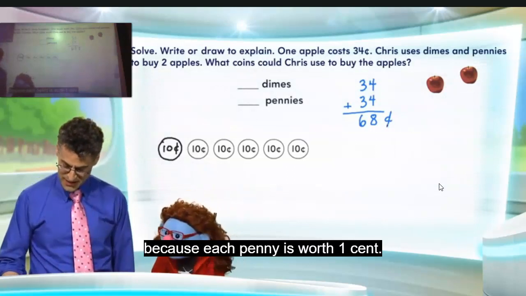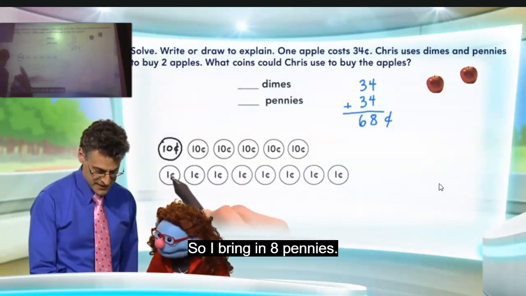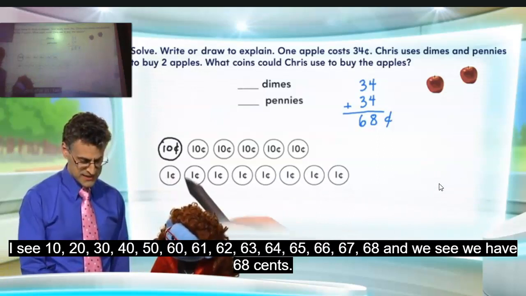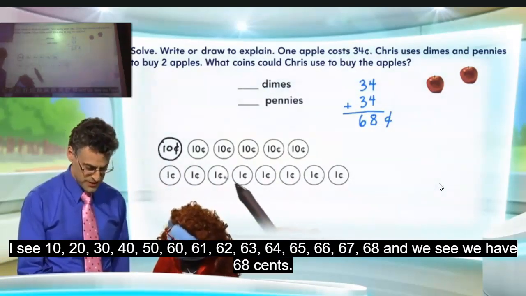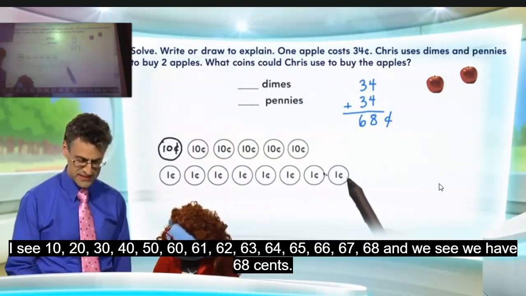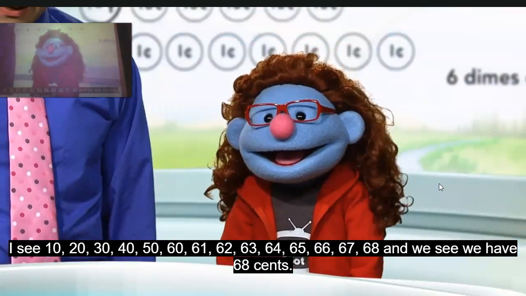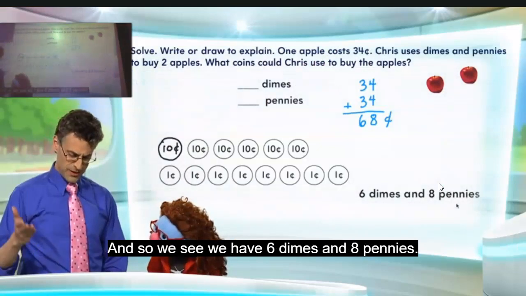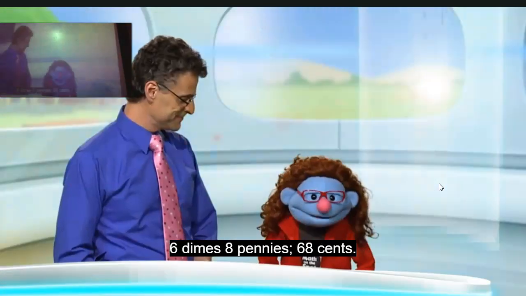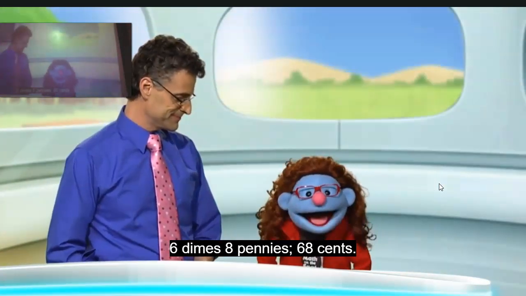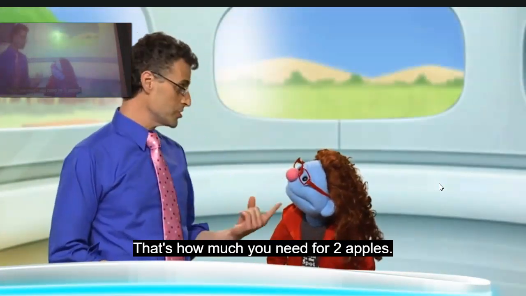because each penny is worth 1 cent. So I bring in 8 pennies. Look at that. And what do I see? I see 10, 20, 30, 40, 50, 60, 61, 62, 63, 64, 65, 66, 67, 68. And we see we have 68 cents. So we have 6 dimes and 8 pennies. 6 dimes, 8 pennies, 68 cents. Exactly. That's how much you need for 2 apples.